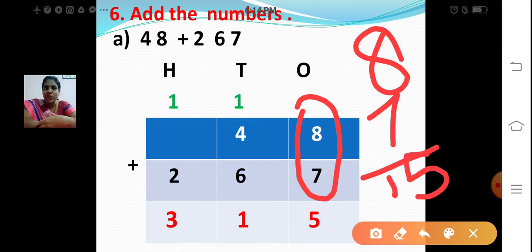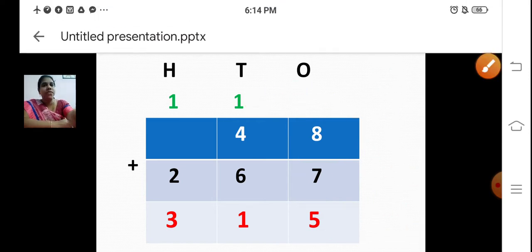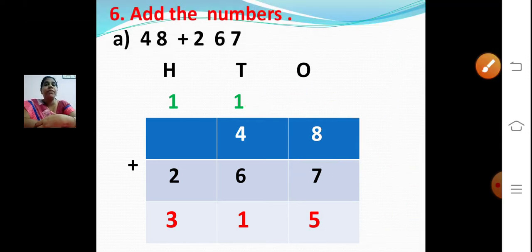So what do we have to do? Write 5 in the ones place and this 1 you have to carry over to the tens place. First we have to add the ones place. 8 plus 7 is 15. 15 is a 2-digit number. So write 5 in the ones place and 1 will be carried over to the tens place.